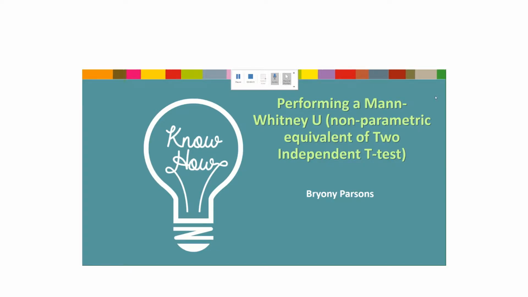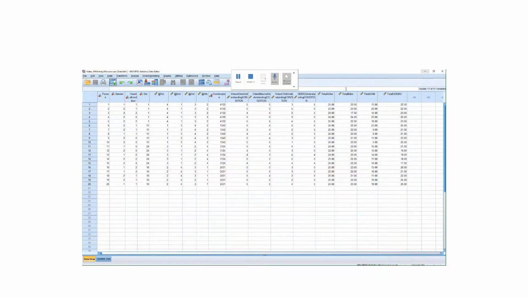Welcome to this video on how to perform a Mann-Whitney U test, which is the non-parametric equivalent of the two-independent t-test in SPSS. So we now have a different data set. It's called Video M-Whitney Wilcoxon. This is because for this test we need our data to be non-parametric, so to not be normally distributed.